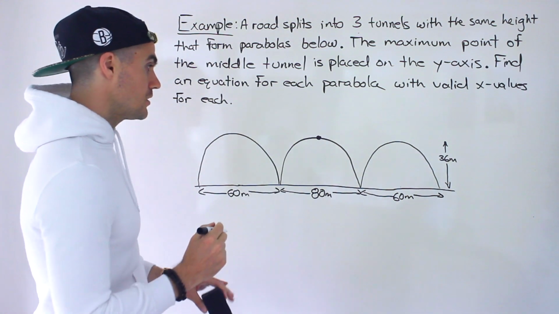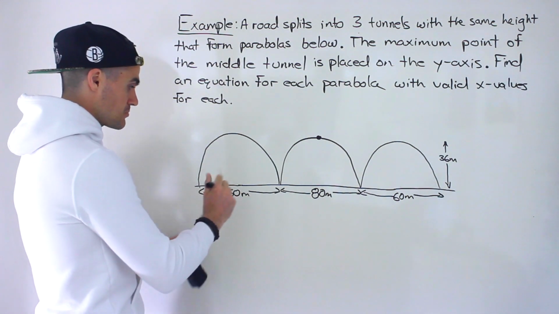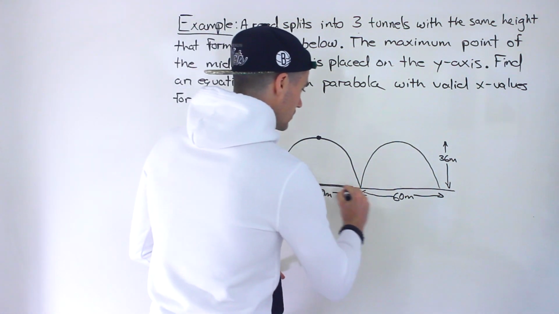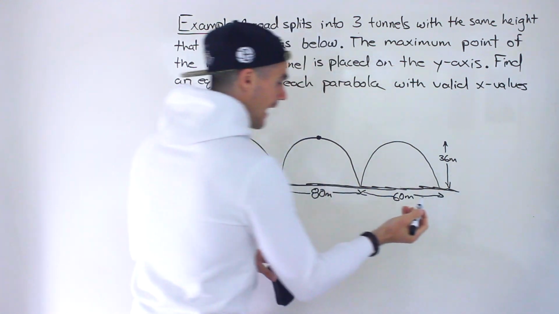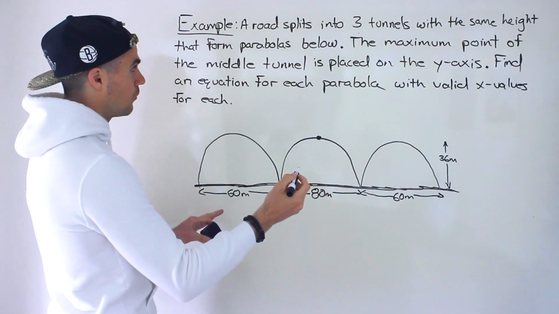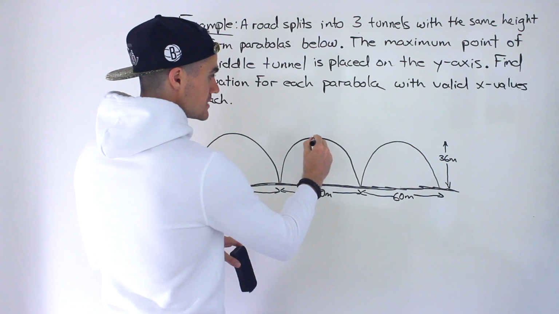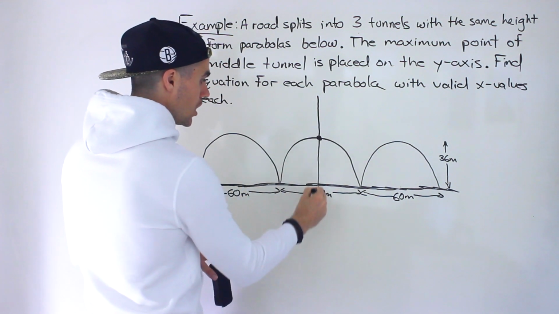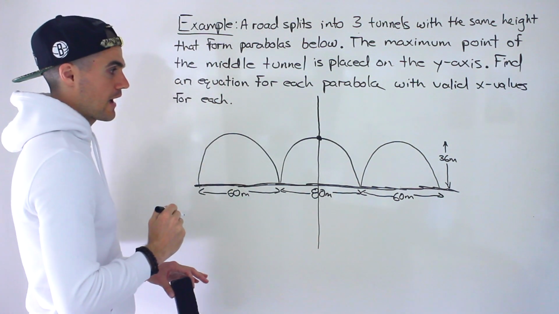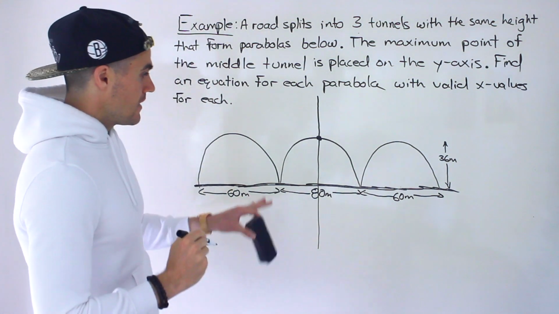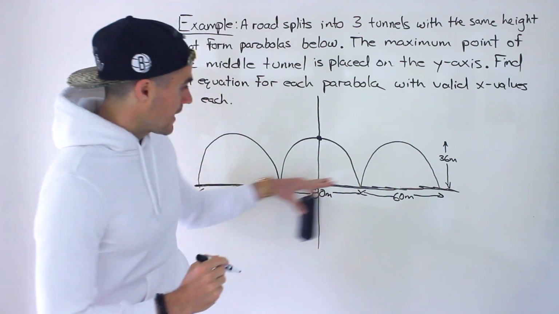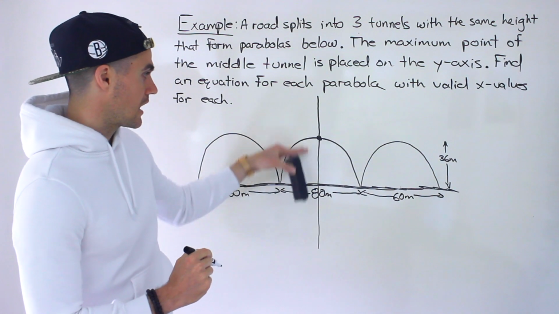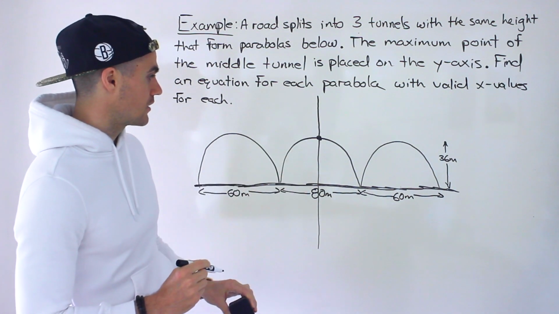So notice that in this particular case, we can let the ground over here be the x-axis. And then we're told the y-axis is where this maximum point is. So we can draw a y-axis like that. And then from there, because we have an x-axis, because we have a y-axis, the y-axis is going to represent the height of the tunnel.